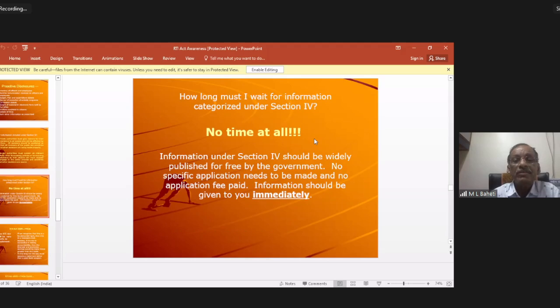How long must I wait for information? Categories under section 4. Under section 4, this is the proactive section. No time required for waiting or anything.